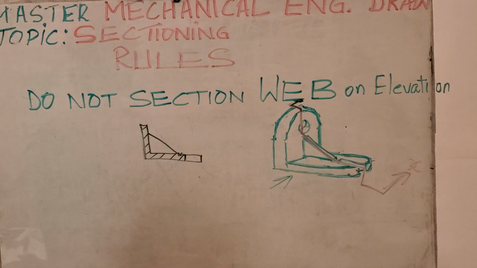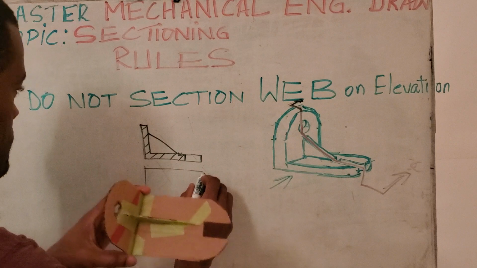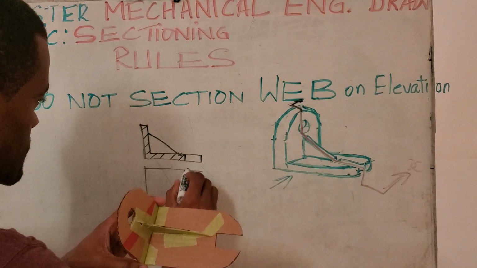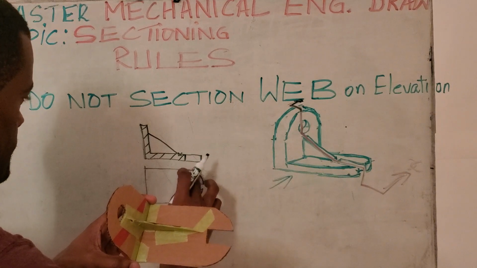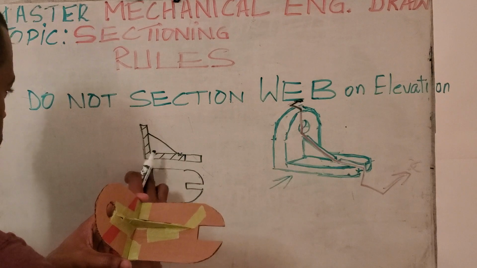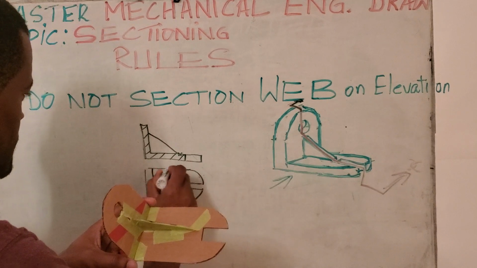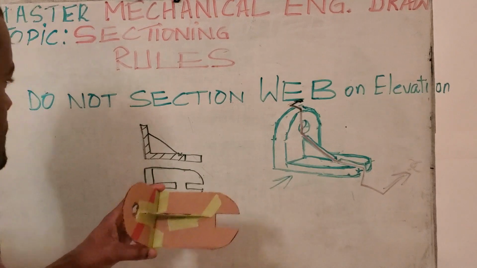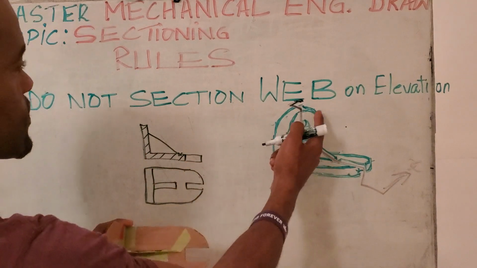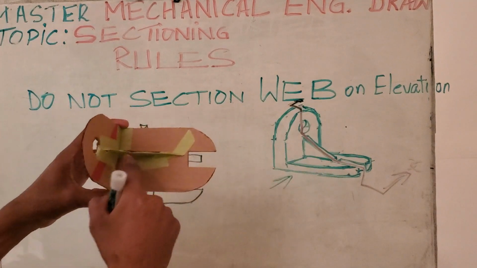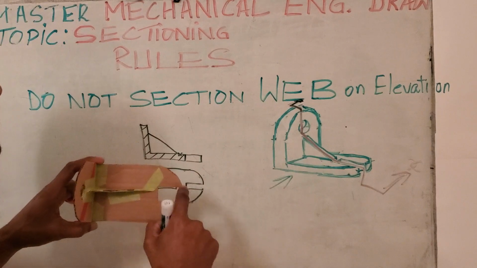Very important note. Draw the plan for this. Plan would be something like this. That's the plan. So looking from here, we have this edge here, this piece here, which is here. We have the web looking from above, which is this part. And we have the cutout here, which is what we see here.